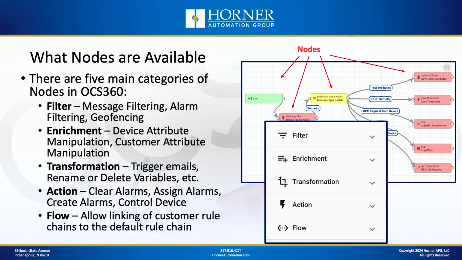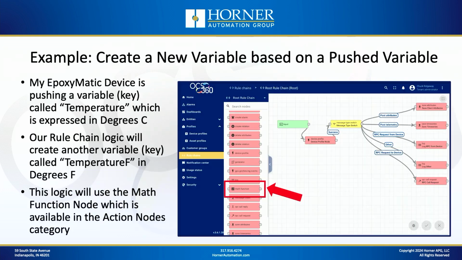You've got the action category. You can use actions to clear alarms, assign alarms, create alarms, control devices. Again, these are all things that would occur without human intervention. You would set up this rule chain ahead of time, and then that action would take place per your prescribed programming of that rule chain. And then there's also the flow category of nodes, which allow you to link a customer rule chain to the default rule chain, for instance. So lots of things you can do with rule chains. We're going to show you some relatively simple things today, and again, we'll build your knowledge of these over time.